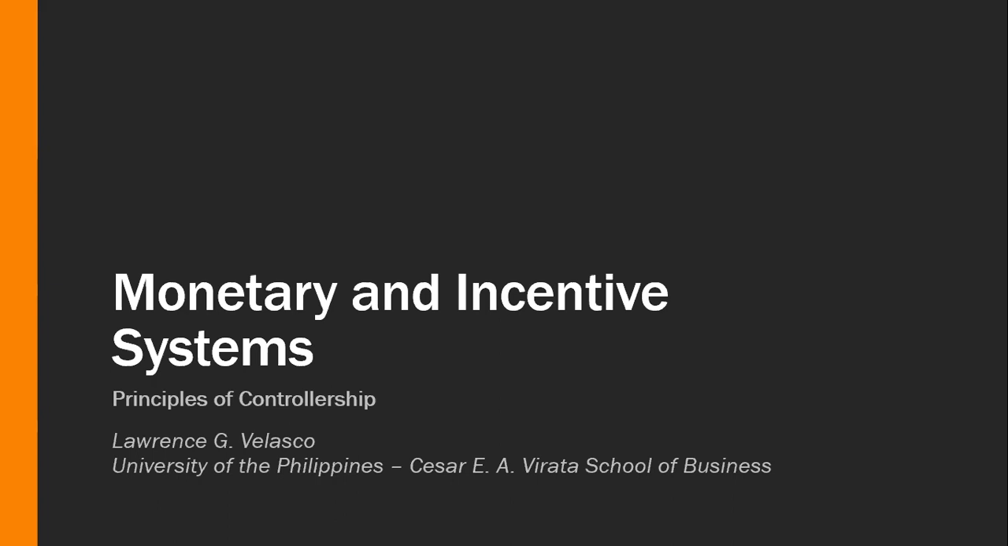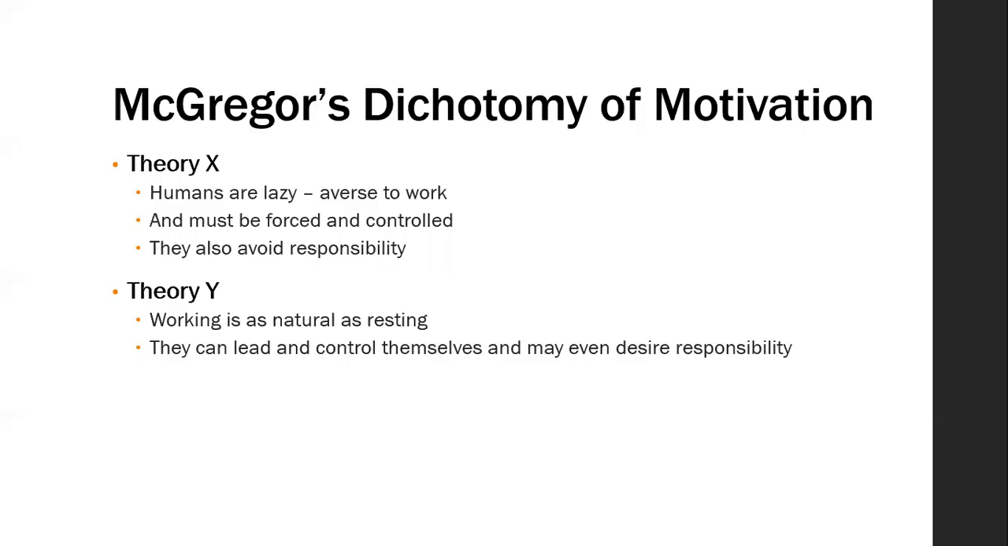Hi everyone. In this lecture, we'll talk about monetary and incentive systems. So, according to McGregor's dichotomy of motivation, this was the main theory that was provided in our text. Motivation can be explained by two dichotomies, or two differing theories, theory X and theory Y. So this is part of McGregor's work.